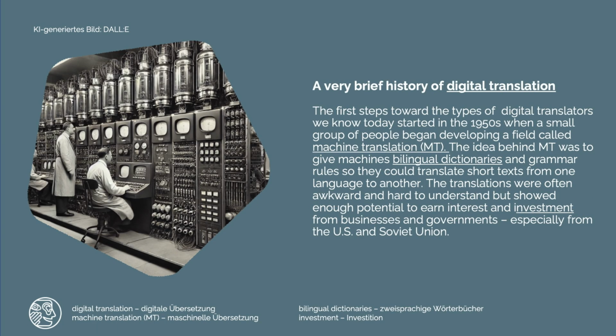A very brief history of digital translation. The first steps towards the types of digital translators we know today started in the 1950s when a small group of people began developing a field called machine translation. The idea behind machine translation was to give machines bilingual dictionaries and grammar rules so they could translate short texts from one language to another.